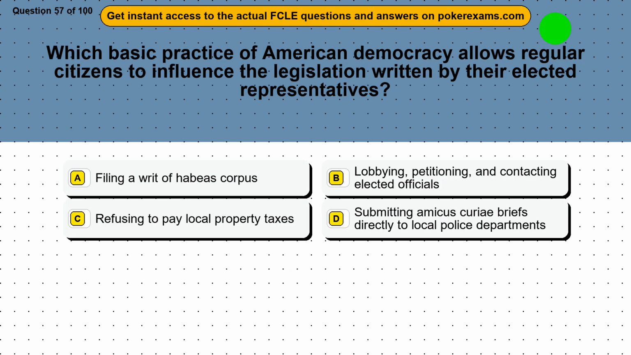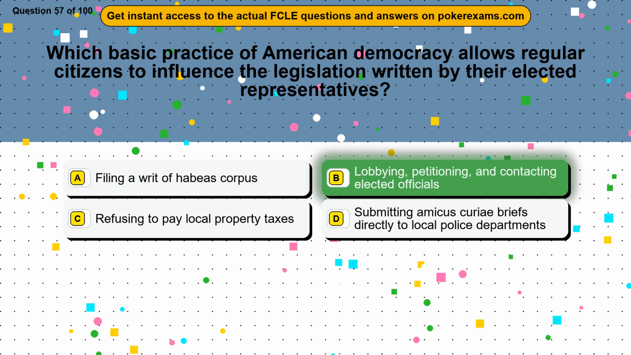Question 57. Which basic practice of American democracy allows regular citizens to influence the legislation written by their elected representatives? Option A, filing a writ of habeas corpus. Option B, lobbying, petitioning, and contacting elected officials. Option C, refusing to pay local property taxes. Option D, submitting amicus curiae briefs directly to local police departments. The correct answer is option B, lobbying, petitioning, and contacting elected officials.